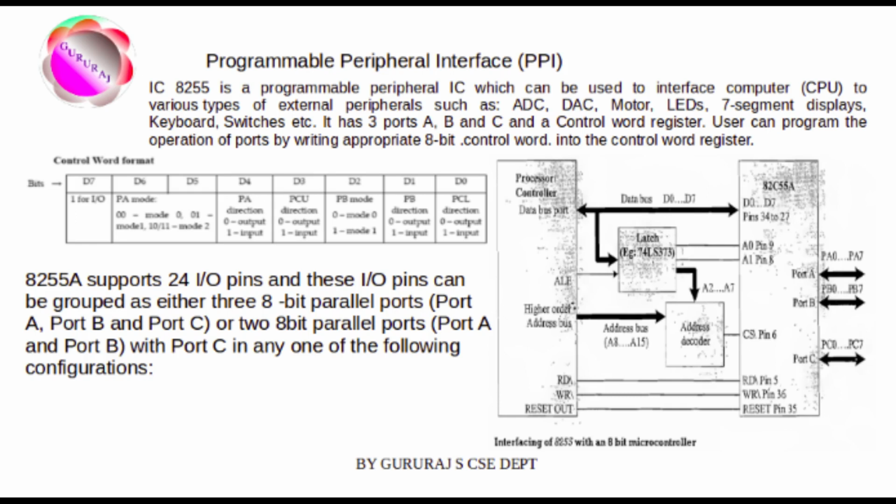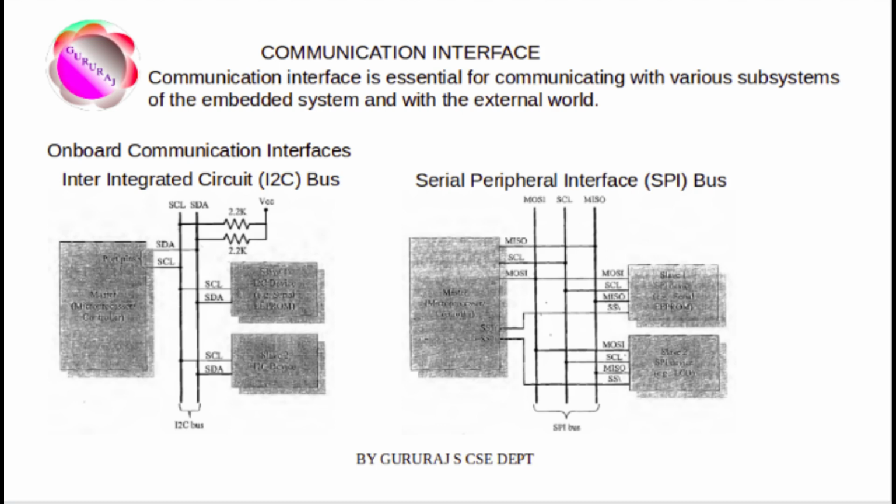Next topic of today's discussion is communication interface. Communication interface is essential for communicating with various subsystems of an embedded system and with the external world. For an embedded product, the communication interface can be viewed in two different perspectives, namely device level communication interface and product level communication interface. The communication channel which interconnects the various components within an embedded product is referred to as board level communication interface.